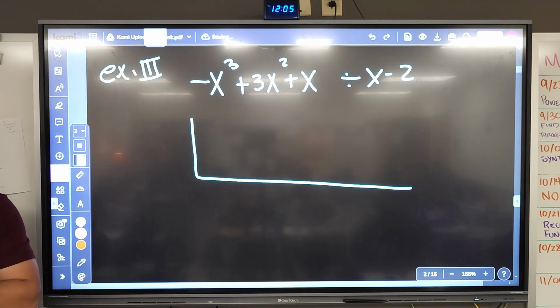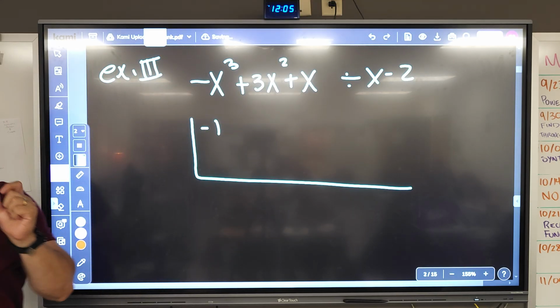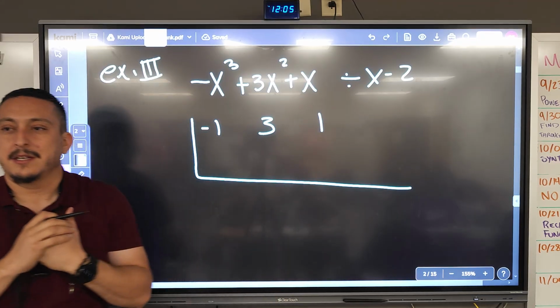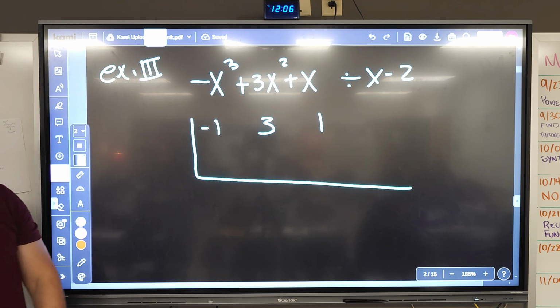What's that first number? -1, okay? So -1. You gotta keep that sign. Now notice this, 3, 1. Is that right? No. It's missing something. The number, right? The 2 or whatever that number would be.